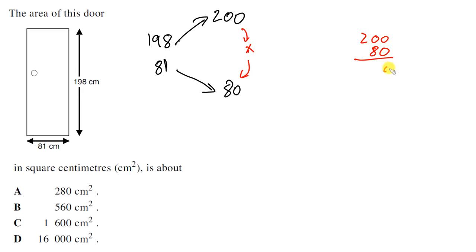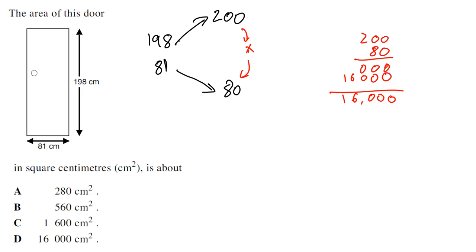So what did you get? 0 times 0 is 0. 0 times 0 is again 0. 0 times 2, 0. Put a 0 down here for the tens digit. 8 times 0 is 0. 8 times 0, 0. And 8 times 2, 16. What do we get? The answer we get is 16,000.